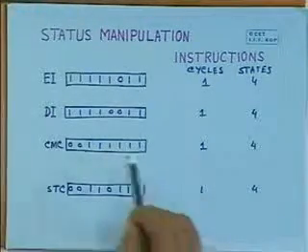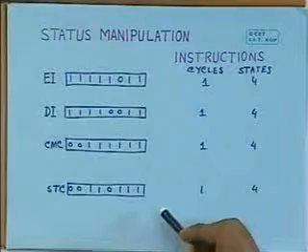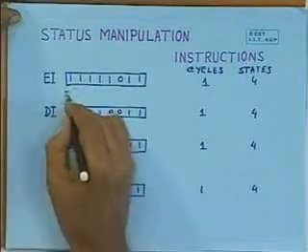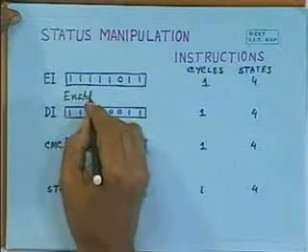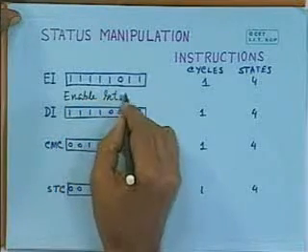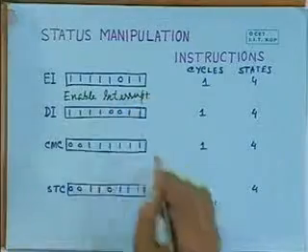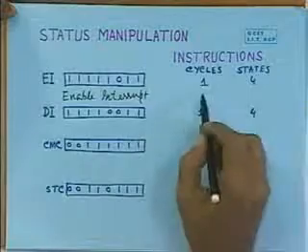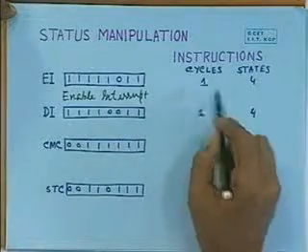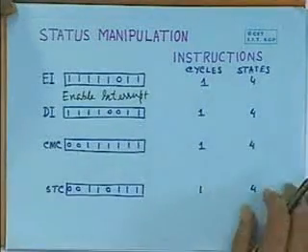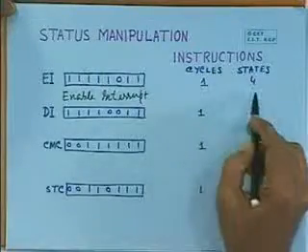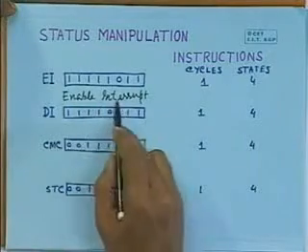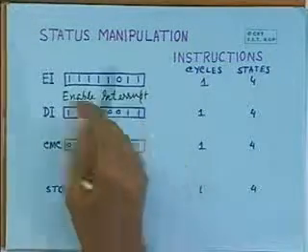Let us see how it happens and what are the instructions. In this context, there are 4 such instructions: EI, enable interrupt, and whenever an enable interrupt is executed, which takes 1 machine cycle, or 4 states or 4 clock cycles, the interrupt is enabled. What do you mean by that?